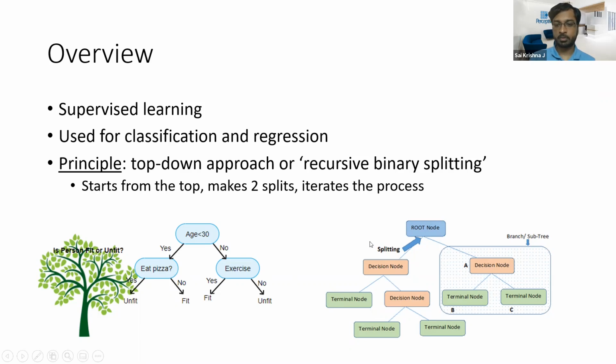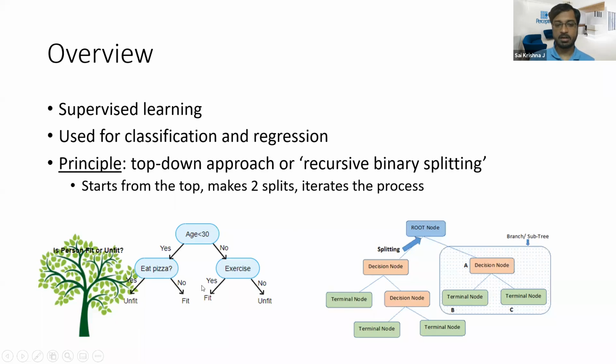Certain terminology related to this decision tree. This particular starting point of the decision tree is what we call the root node. And then each of the subsequent decision points or decision parameters, we call them decision nodes. So this eating pizza or not, whether the person is doing exercise or not, these are what we call decision nodes. And the point where the tree terminates, the point where you declare whether a person is unfit or fit, that is what is called the terminal node. Terminal, basically that word is used to denote the end of something, right? So beyond that point there are no further branches of the tree, so we call this the terminal node.